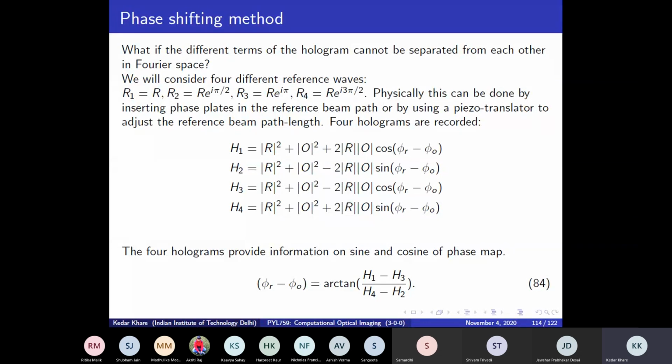Okay. Are these four equations clear to you? What I have done is, in the reference beam, we have added four different phases. So the value of phase of r, which is phi r, is going to be phi r, then phi r plus pi by 2, phi r plus pi, and phi r plus 3 pi by 2. Okay. And so the interference equation, meaning the four different interference patterns that you record, are going to be like this: H1, H2, H3, H4. Is that clear?